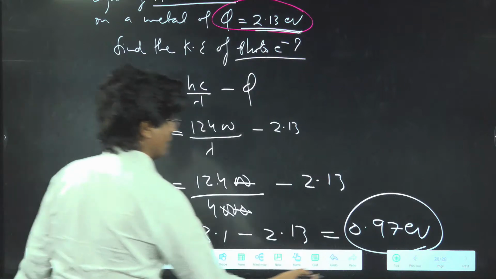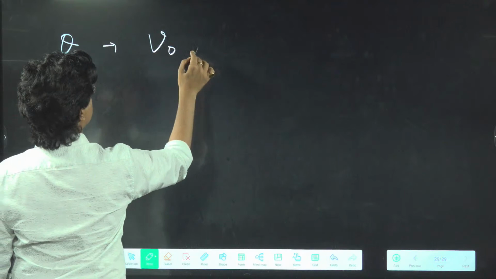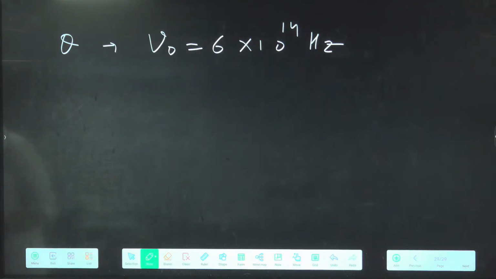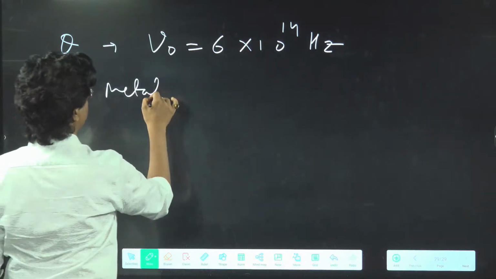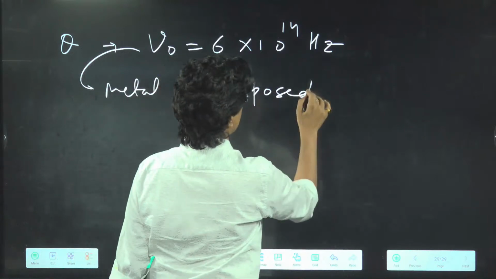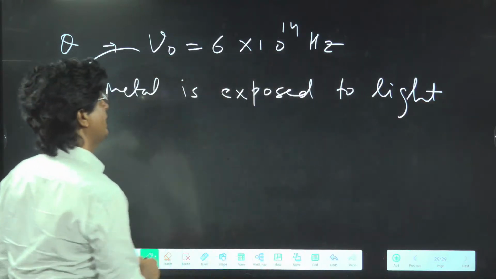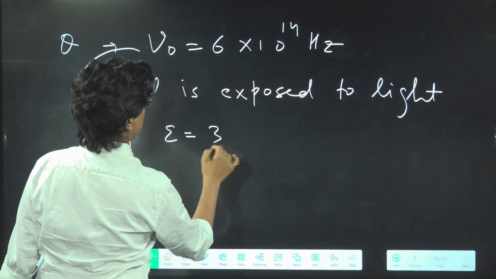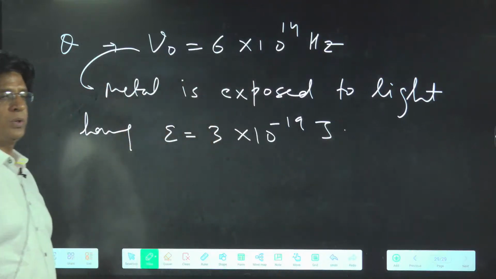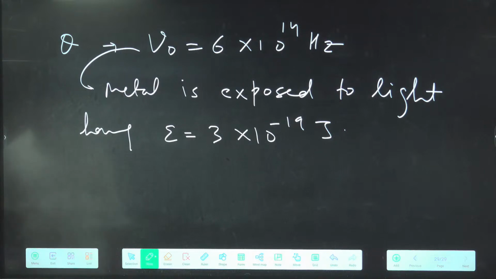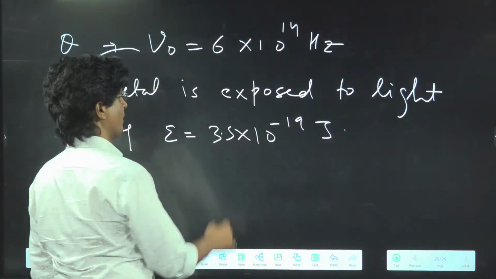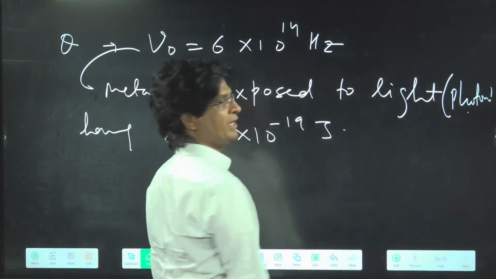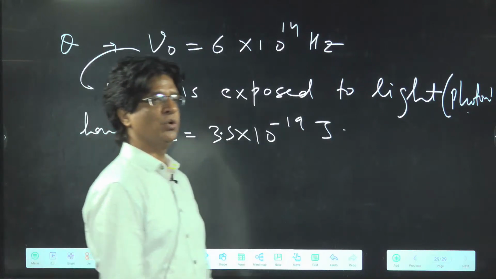And it says that in the next question, the threshold frequency is given as 6 into 10 to the power of 14 hertz. This is the threshold frequency given. And the question they're asking is that this metal is exposed to light having energy equal to, say, 3.5 into 10 to the power of minus 19 joule. The energy of light, light means here photon. The question is, will it show the photoelectric effect or not?